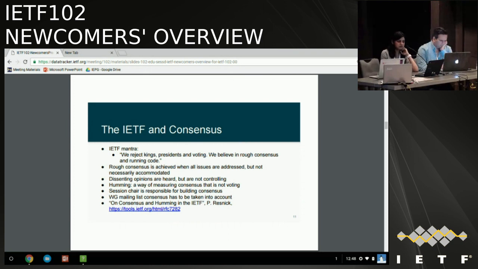Okay, this is interesting. The IETF and consensus. So here at the IETF, we do not believe in majority rule. We believe in rough consensus and running code. This is a term you'll hear a lot in the coming week. We believe in rough consensus and running code. So how do we achieve rough consensus?